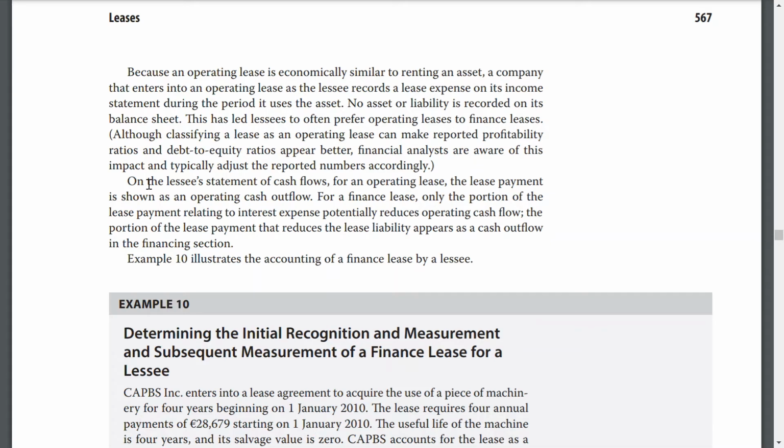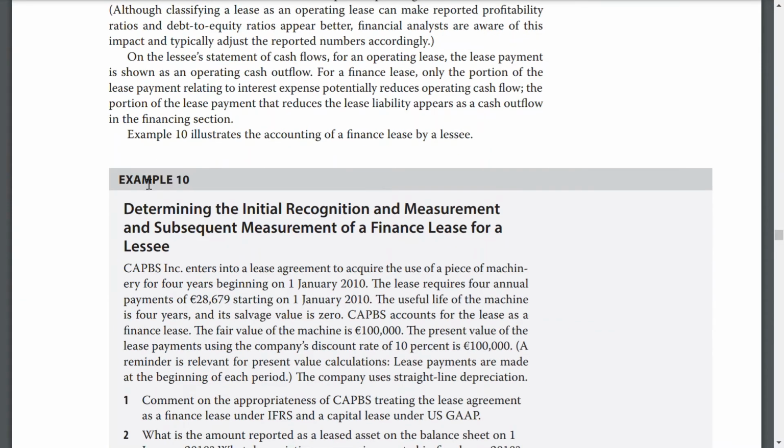On the lessee's statement of cash flows, for an operating lease, the lease payments are shown in operating cash flow. For a finance lease, only the portion of the lease payment relating to interest expense potentially reduces operating cash flow. The portion of the lease payments that reduces the lease liability appears as a cash outflow in the financing section. Example 10 illustrates the accounting of a finance lease by a lessee.